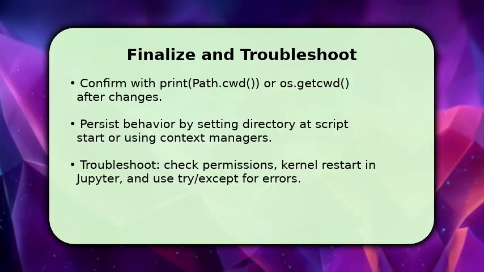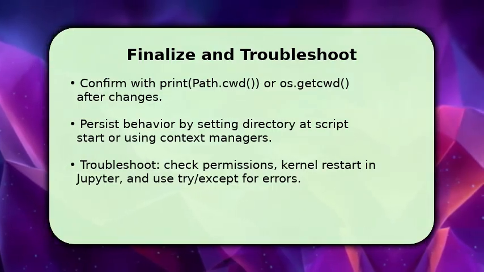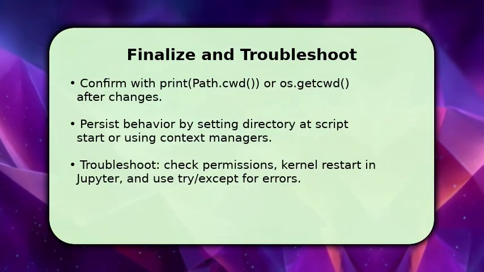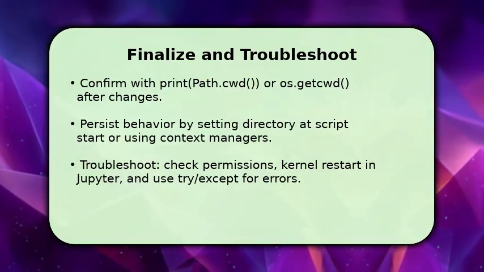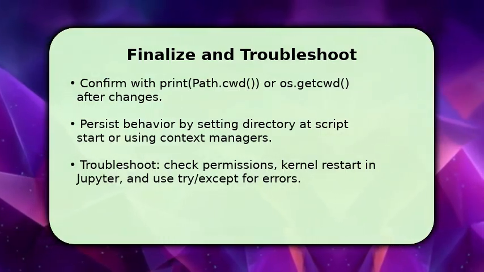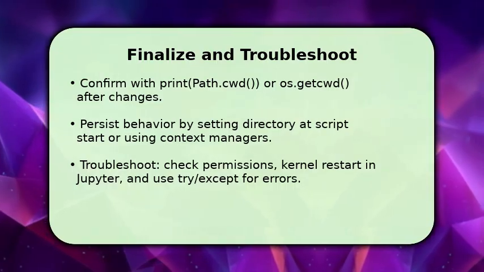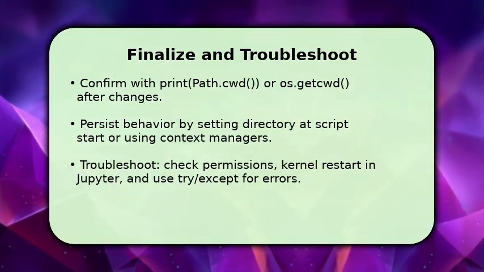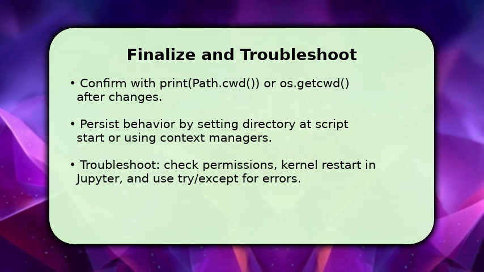If something goes wrong, check file system permissions and whether a Jupyter kernel needs a restart. Also wrap sensitive operations in try/except to surface clear errors. That single troubleshooting tip, verify permission and kernel state, solves most mysterious path issues.